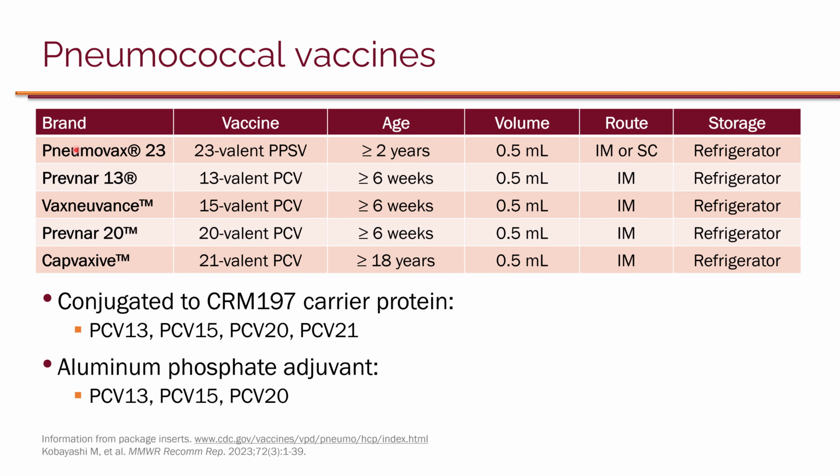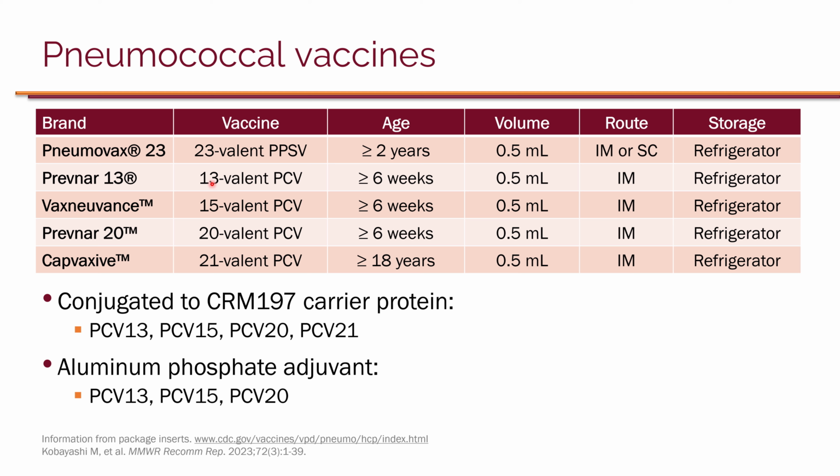Now, as of this recording, there are 5 pneumococcal vaccines available on the market. The first one is Pneumovax 23. This is targeting 23 different serotypes, and it is approved for age 2 years and older. These are essentially all 0.5 mL intramuscular injections, but Pneumovax can also be administered subcutaneously, and they all need to be stored in a fridge. So refrigeration is required, but not freezing.